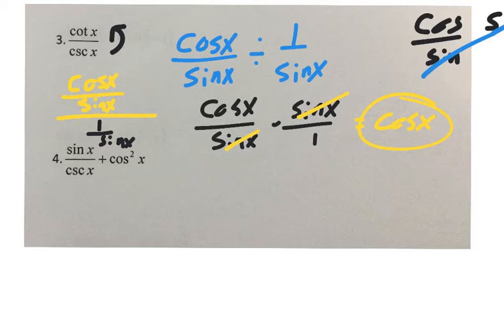Well, the first term has a sine, but it's not sine squared. It's sine over cosecant. So I'm going to move cosecant to the numerator, and it becomes a sine. So now I've got sine of x times sine of x. Well, what is sine of x times sine of x? Sine squared of x plus cosine squared of x. Now that's a Pythagorean identity. Sine squared plus cosine squared is 1.